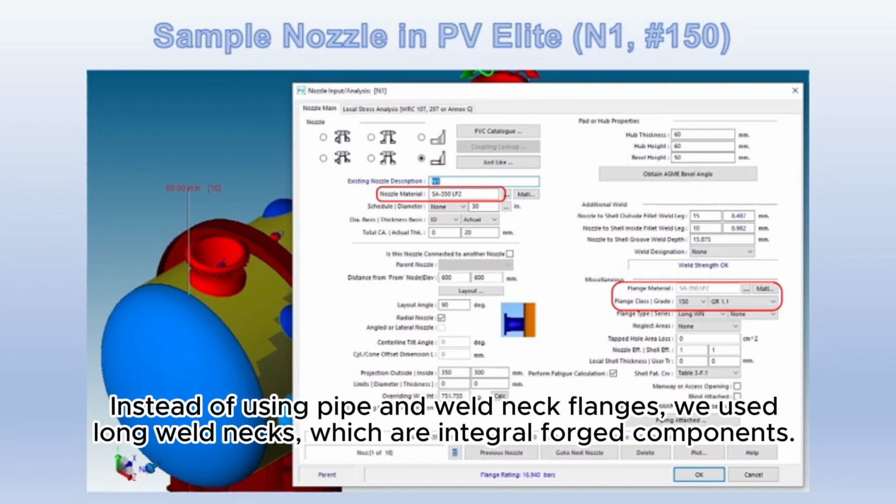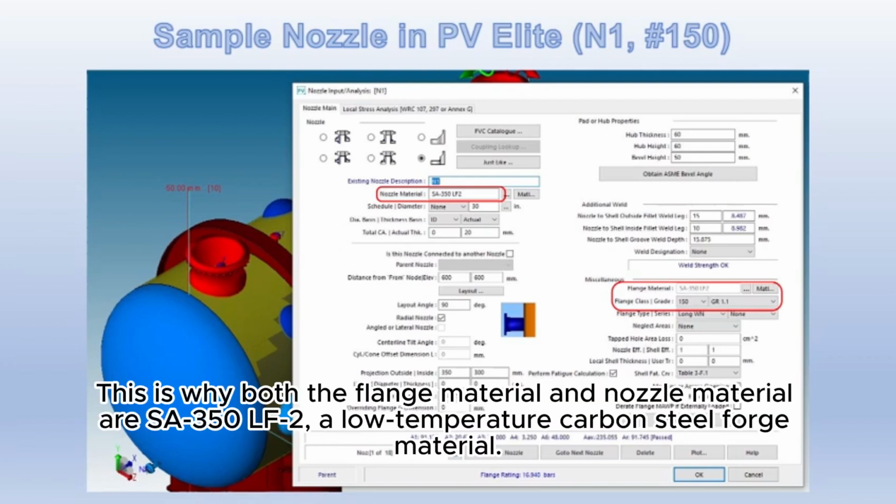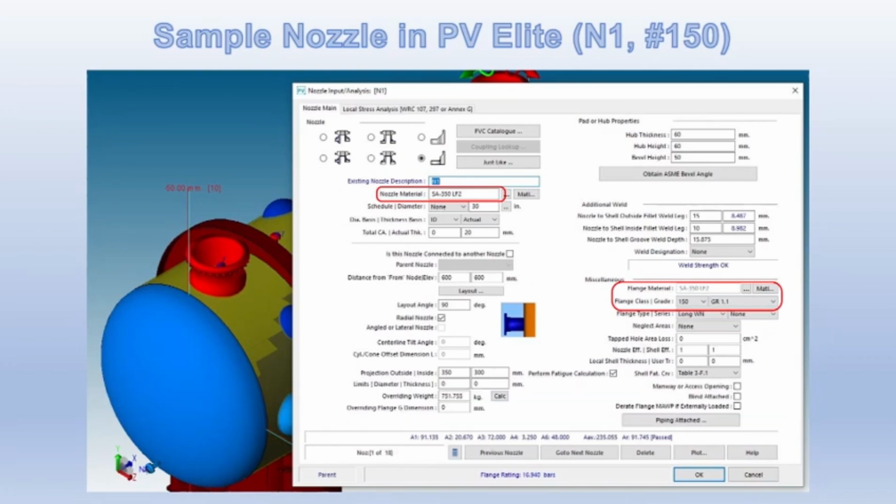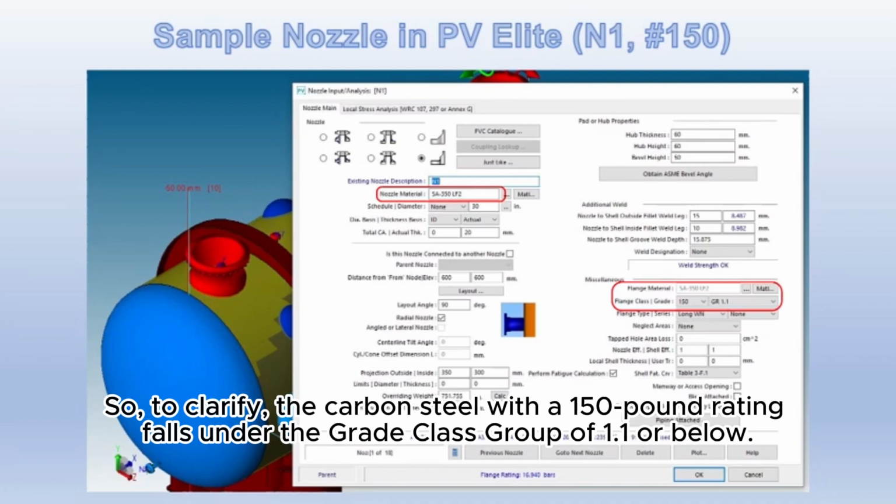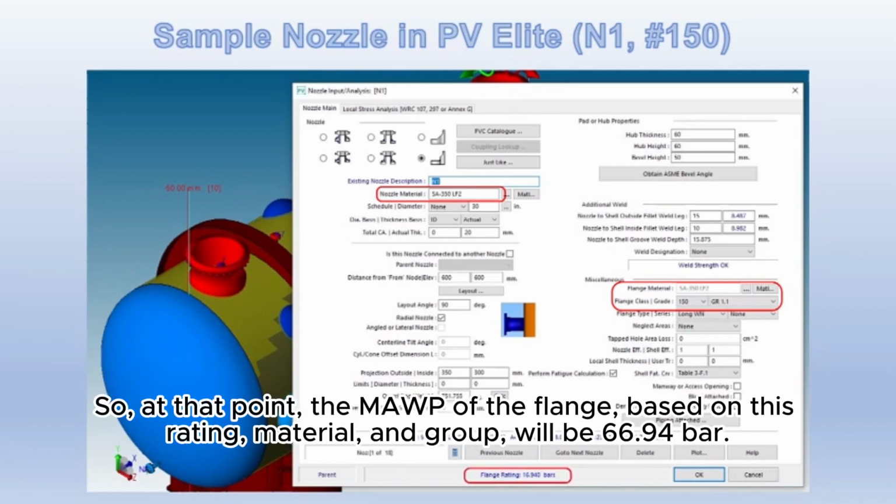Instead of using pipe and weld neck flanges, we used long weld necks, which are integral forged components. This is why both the flange material and nozzle material are SA350LF2, a low-temperature carbon steel forged material. So to clarify, the carbon steel with a 150-pound rating falls under the grade class group of 1.1 or below. So at that point, the MAWP of the flange, based on this rating, material, and group, will be 16.9 bars.